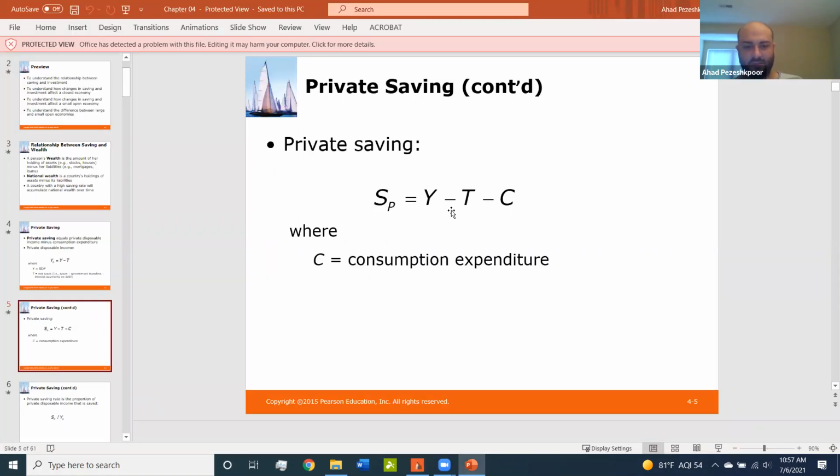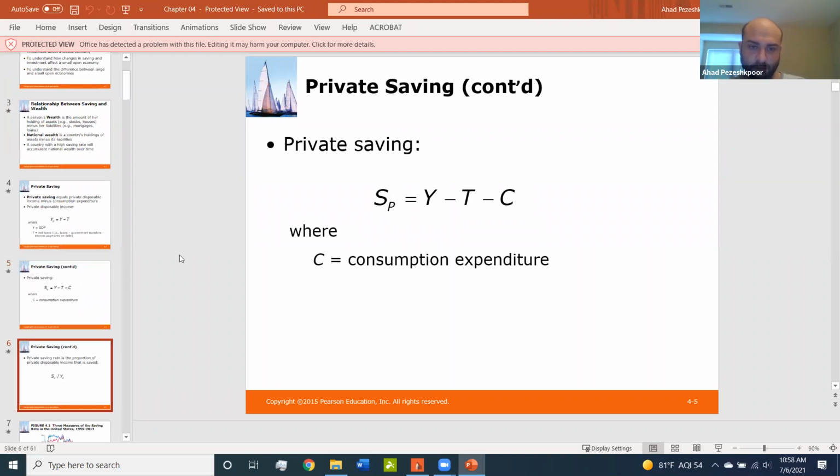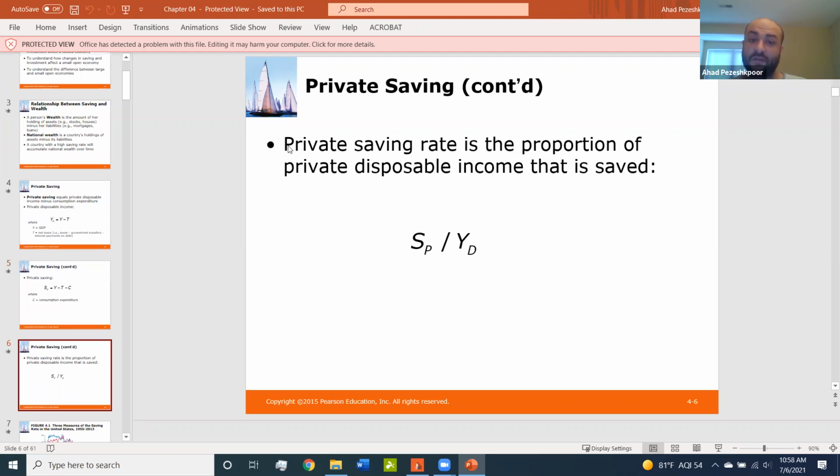Y minus T, it's the same as YD, disposable income, minus C, saving for the private sector. The private sector, my saving, company saving, not the government saving. Now, private saving rate is the proportion of the total output, the total disposable income that goes towards saving.